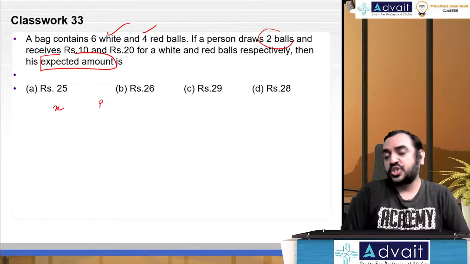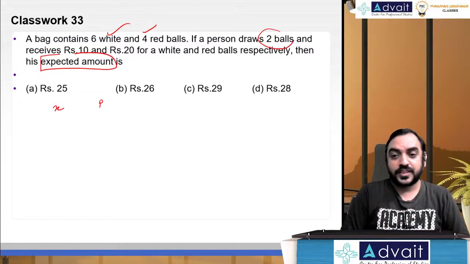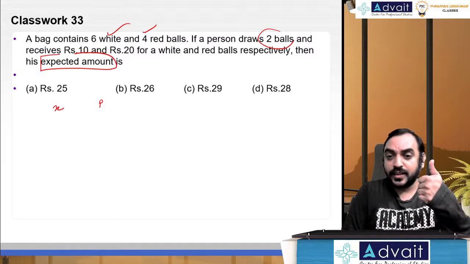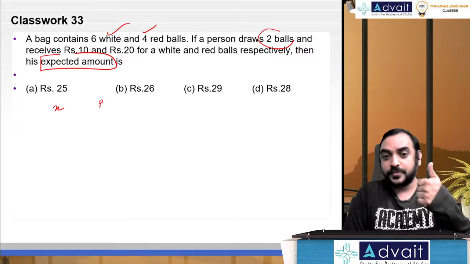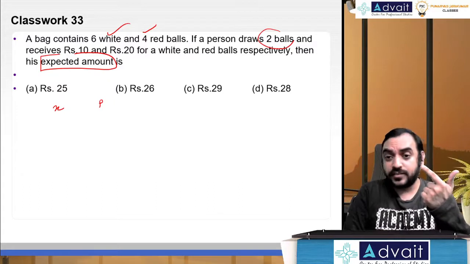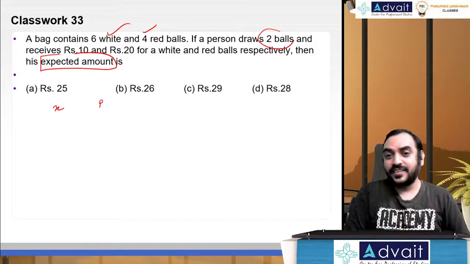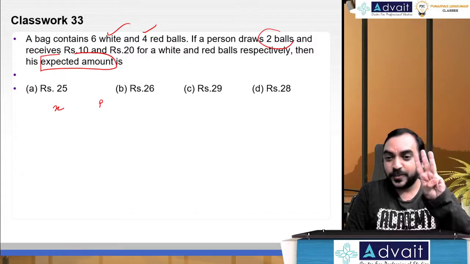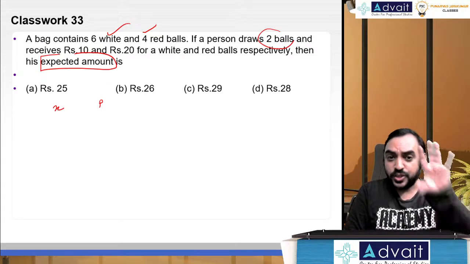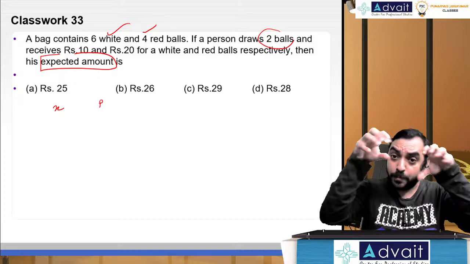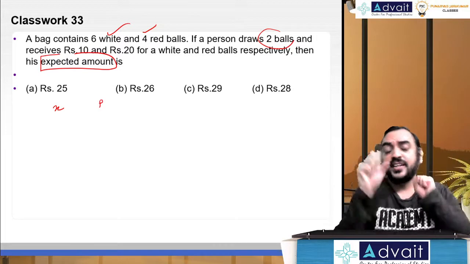Like that, can you think and tell me, when you draw 2 balls, what are the possibilities that can happen among those 2 balls? One possibility, both are white balls. Second possibility, both are red balls. Third possibility, one white, one red. Total 3 possibilities. So both are white, both are red, or one white, one red.